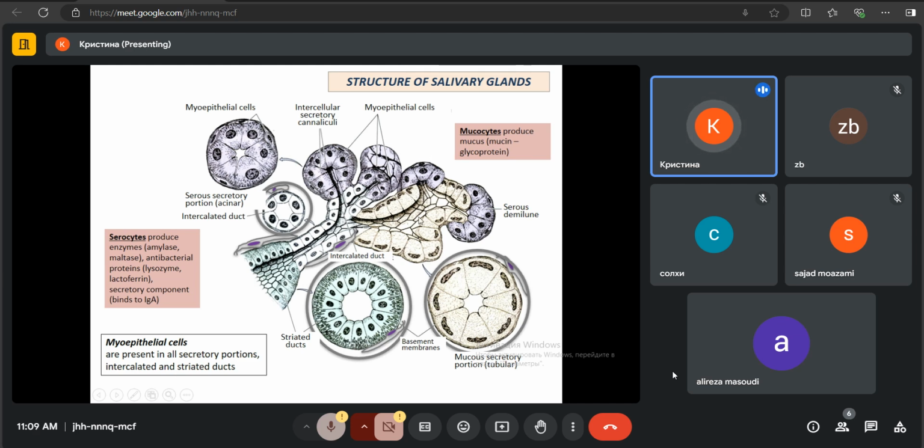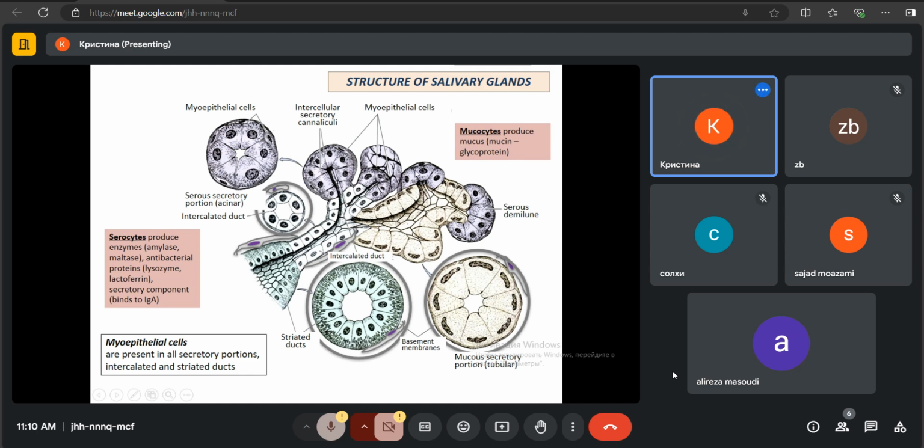And also we can have the mixed type of secretory portion, which contains both secretory cell types, mucocytes and serocytes at the periphery. Mucocytes produce mucus, which is a jelly-like substance which can absorb a lot of water. The major component is mucin, which is a glycoprotein, so the organelles which can be found in the mucocytes include rough endoplasmic reticulum and Golgi complex, because the glycoprotein molecule contains the protein component and the sugar component.